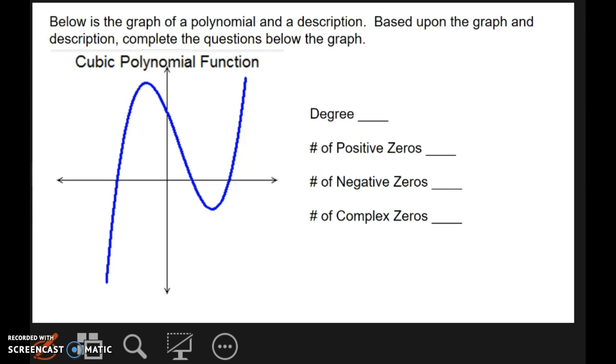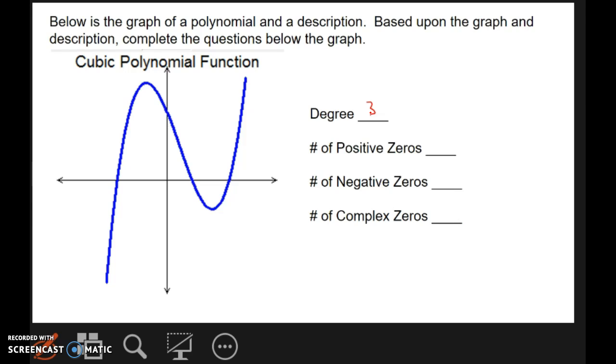Some graphs. And graphs, I think, in a lot of ways, are a little different approach. There's less calculation and more visualization. Here they're telling us a little bit of information about the graph before we get too far: that it's a cubic polynomial. And so if something's cubic, I know then it has a degree of 3. So that's the first thing that they're asking us for.